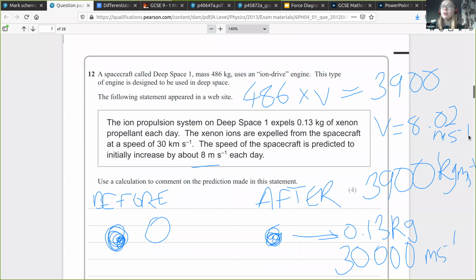And there you have it, nice 4 marks. If you're curious about where the marks came from, the first mark came from working out the momentum of the gas, the xenon. The second mark came from equating that momentum to that of the engine. The third mark came from working out the velocity, and the fourth mark would come from saying that therefore the statement is accurate because it's roughly 8 meters per second. And that is where our 4 marks came from.